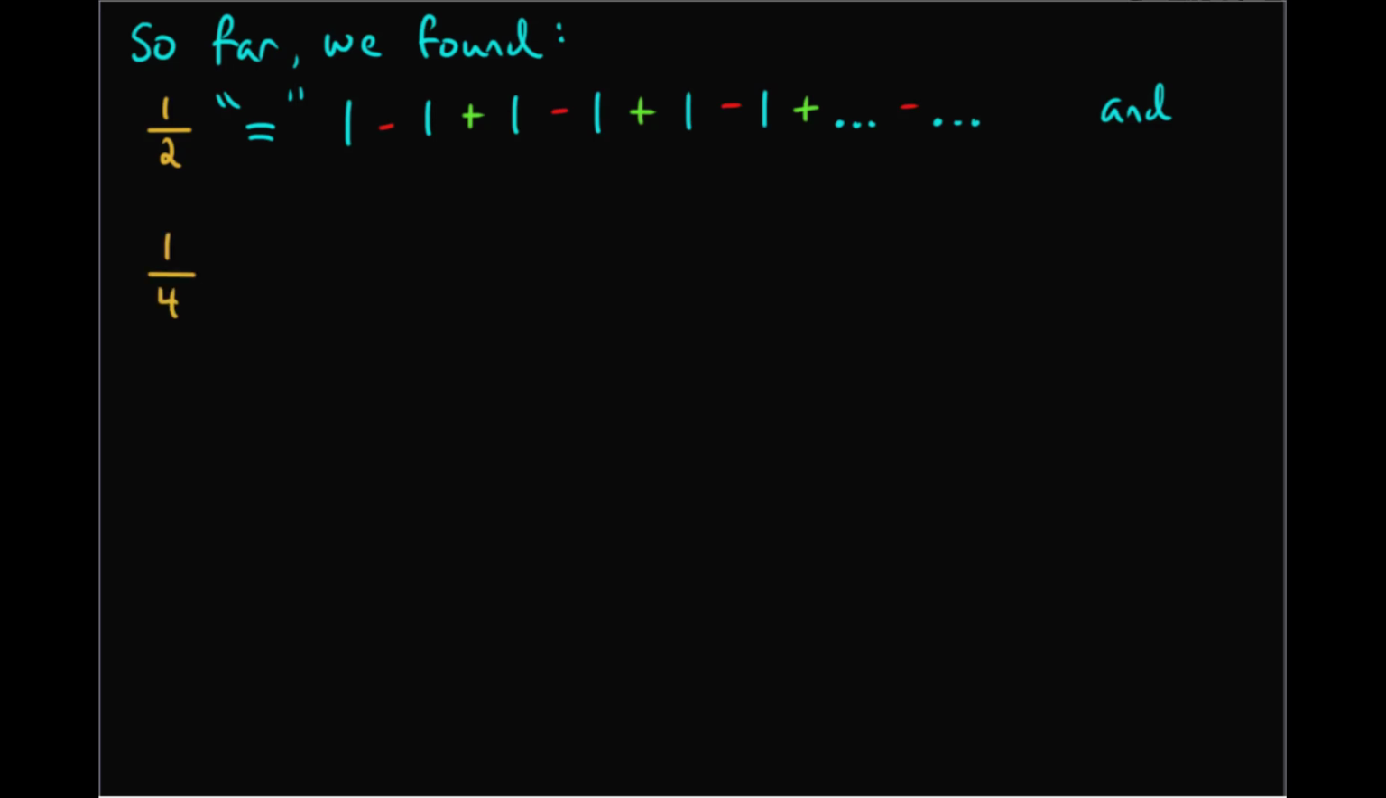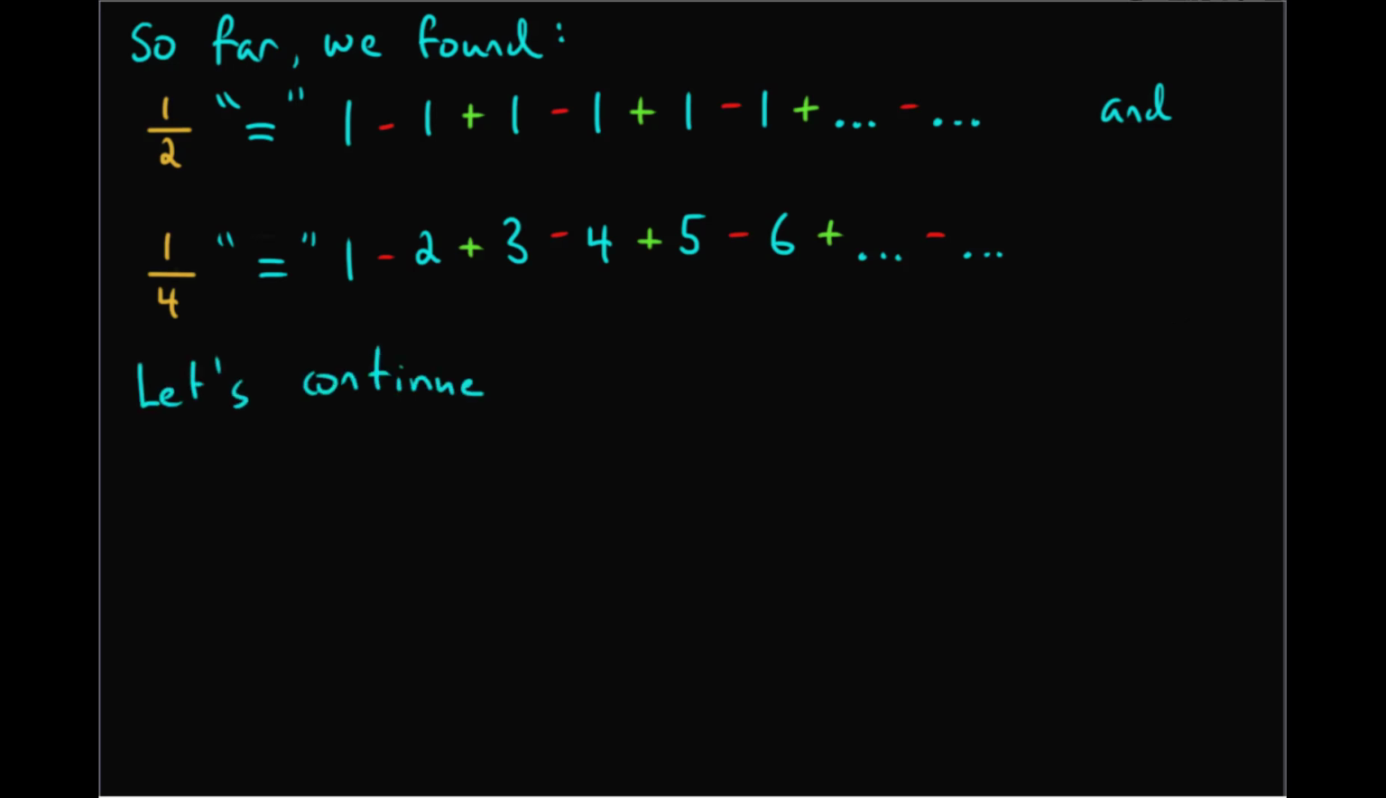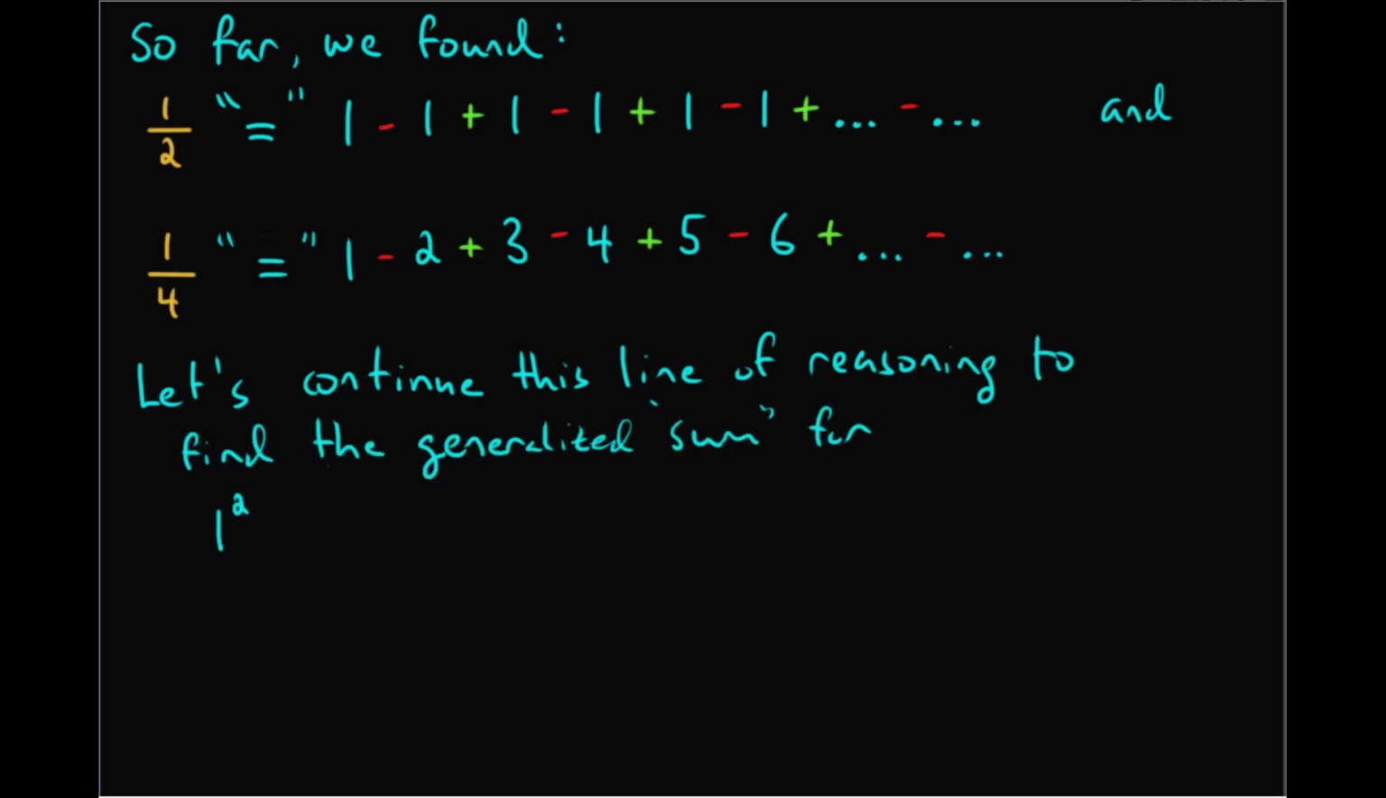Similarly, we found that for the series 1 minus 2 plus 3 minus 4 plus 5 minus 6 plus dot dot dot minus dot dot dot, this series can reasonably be assigned the value 1/4 for its generalized sum. So let's continue this line of reasoning to find the generalized sum for the series 1 squared minus 2 squared plus 3 squared minus 4 squared plus 5 squared minus 6 squared plus dot dot dot minus dot dot dot.